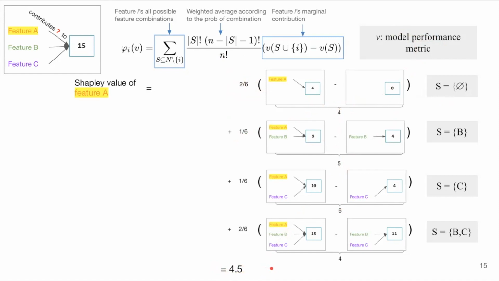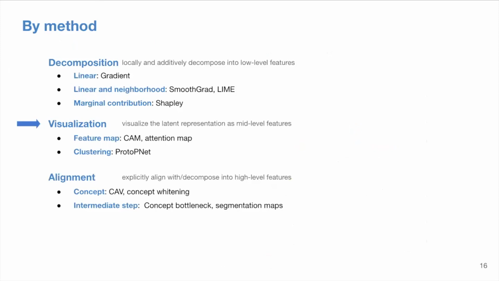You can see that to calculate the Shapley value, we need to do an exponential permutation over the different sets of feature combinations. So there are some sampling methods that reduce the computational complexity from exponential to polynomial time. So now we have seen the different approaches for the decomposition category.